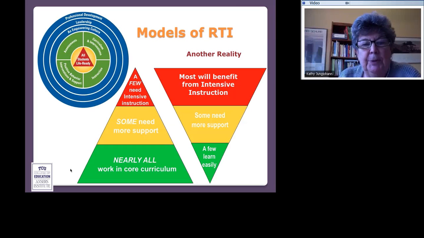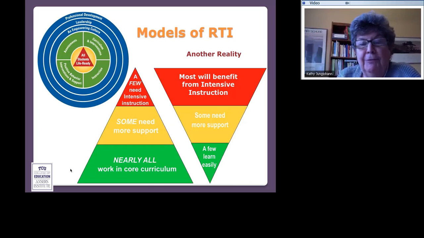The previous webinars have presented various models of an RTI system, and these different representations convey important ideas about RTI. The circular model presented by Dr. Kukic emphasized the importance of professional development, leadership, and an empowering culture that surrounds the more familiar components of RTI. The three-color triangular model is probably the most familiar representation of the three-tiered system, and the inverted triangle representing the other reality is consistent with Dr. Archer's message that all students can benefit from good instruction.